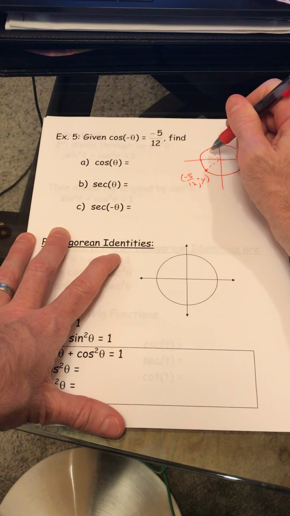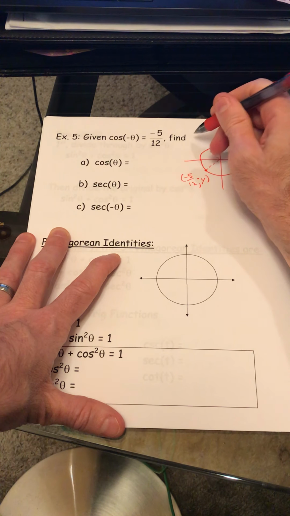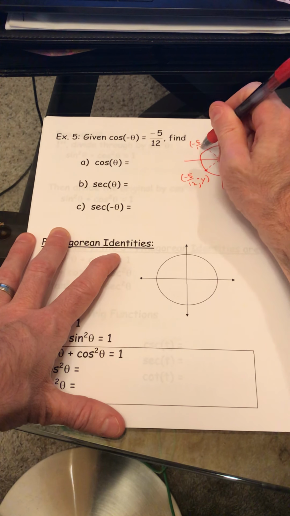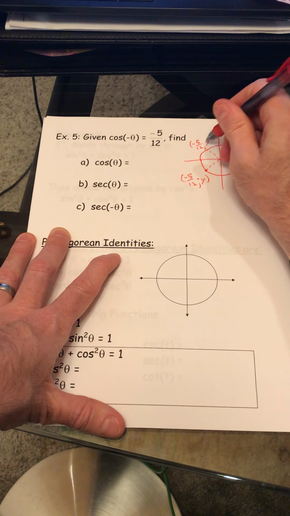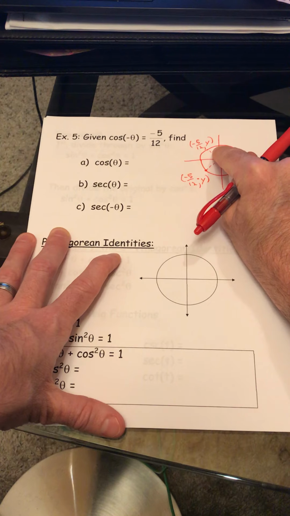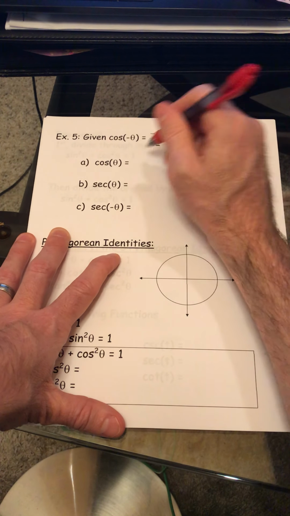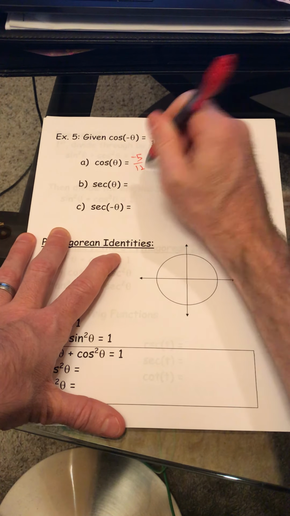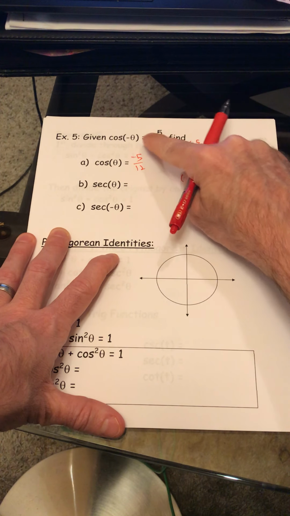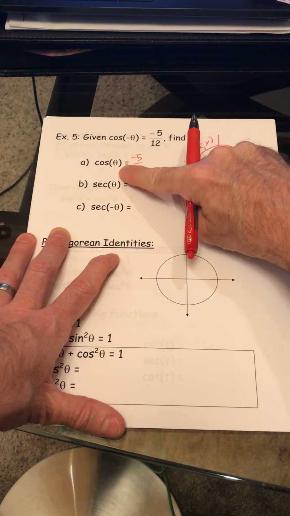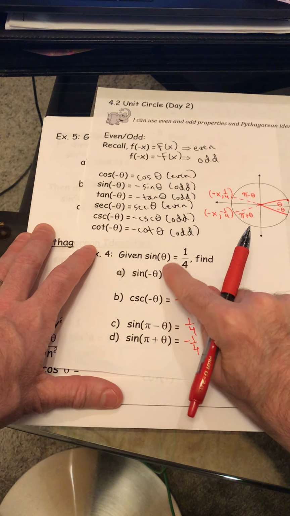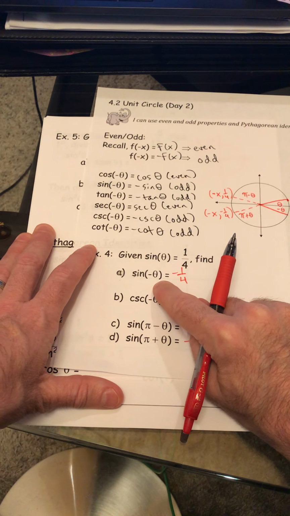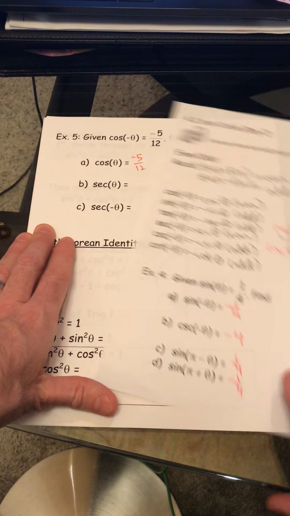Well, in quadrant 2, the x value is still going to be negative. That's what the whole even function means. The y value, which again we don't really care about, is going to be positive. So cosine is even. So whether I go negative theta or positive theta, those values are the same. Sine is odd. Sine of theta, sine of negative theta are opposites.